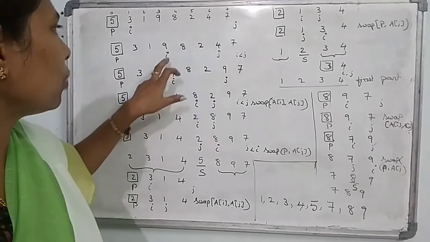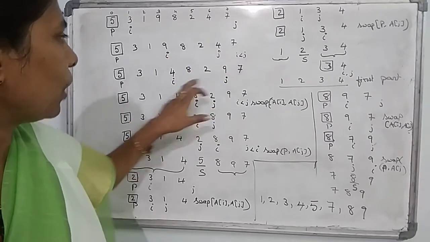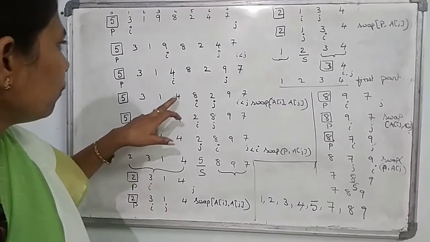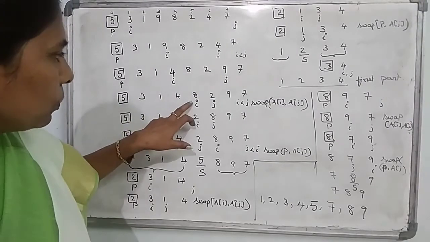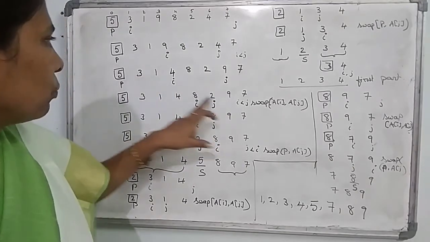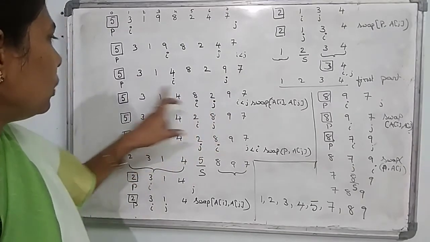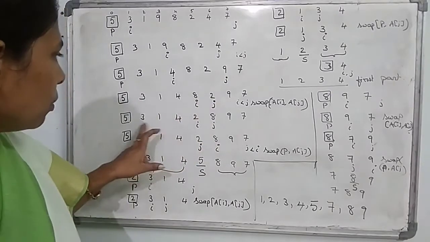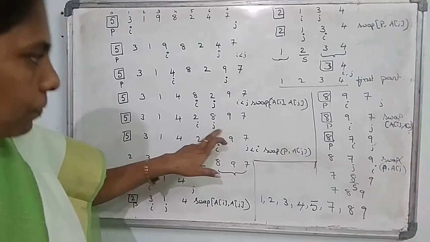So in that you can apply this swap, and 9 and 4 are swapped. After that again you can do the process. In that 8 greater than 5, so you can stop the I. And 9 greater than 5, so you can skip that one. And j 2 less than 5, you can stop this one. Again you can swap these two elements, so 2 and 8 are swapped.